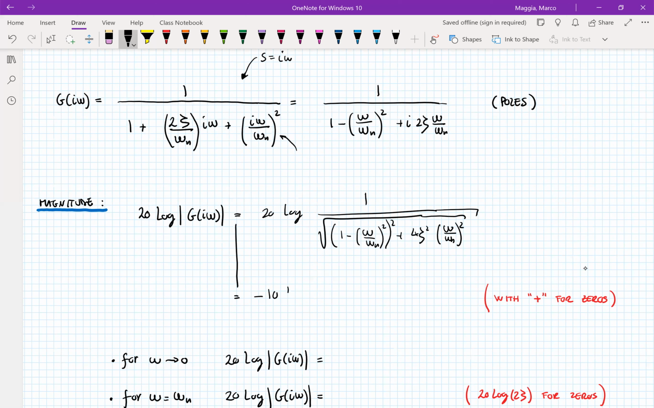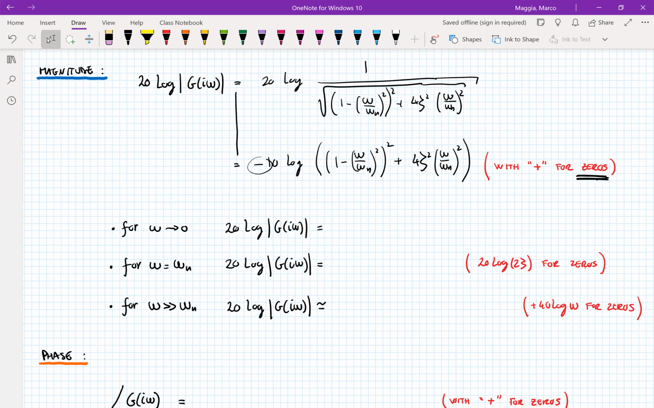So this becomes minus 10 logarithm of whatever we have as argument of the square root. Now, the only thing that is different when we have complex conjugate zeros is that instead of having the minus in front of 10, we're going to have a plus. Notice also that here the function will be not only a function of the input frequency omega, but will depend also on the damping ratio. So we're going to have different curves for different values of the damping ratio zeta.